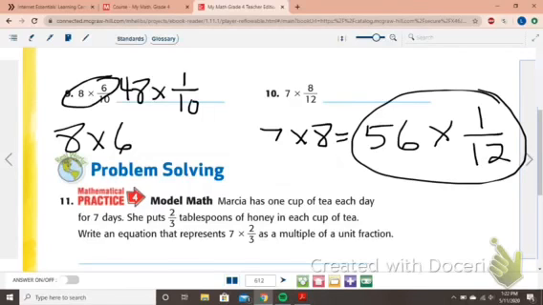Now, I could have went on the separate sheet and did 7 8/12. I could have did 8/12 plus 8/12 plus 8/12 plus 8/12 plus 8/12 plus 8/12 plus 8/12. But that's a lot of work. And if I can just multiply these two right here and then make it a unit fraction, which is 1/12, that's all I have to do. So 7 times 8 is 56, and it's times 1/12.